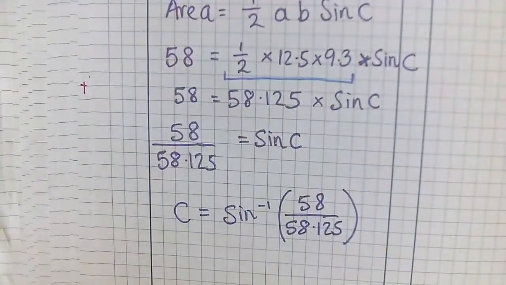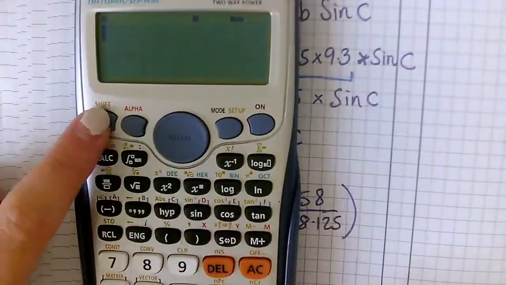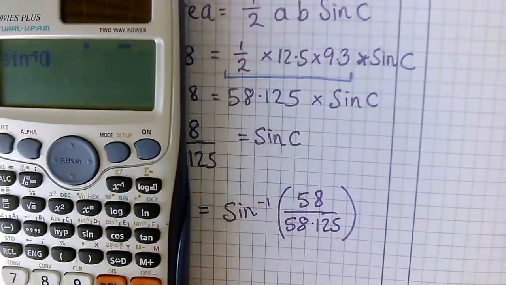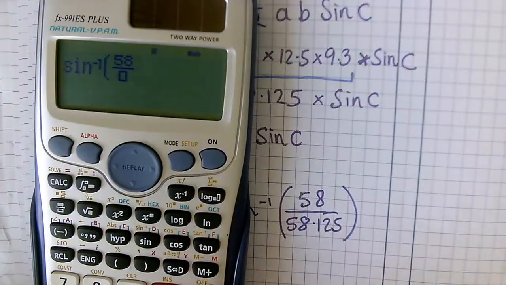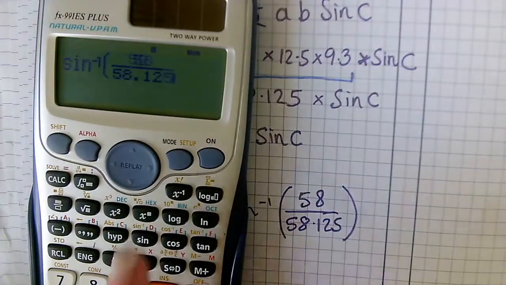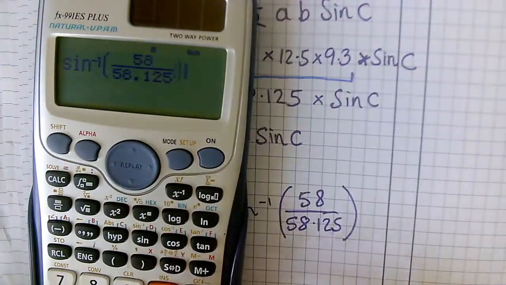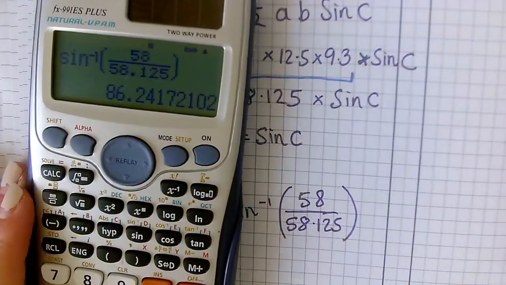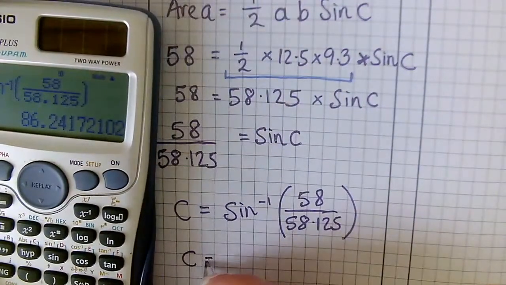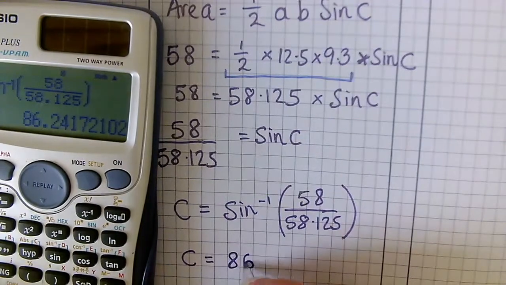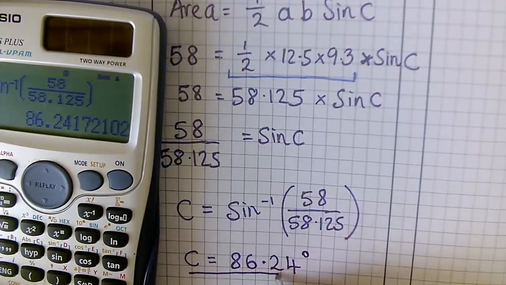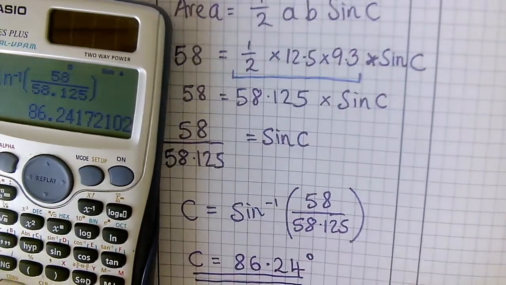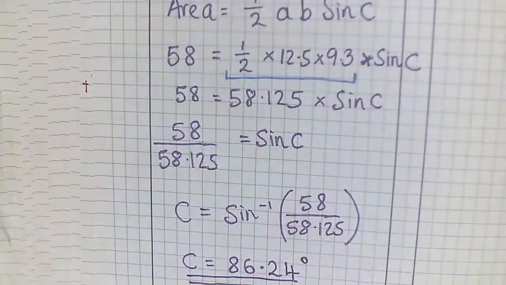So into your calculator, you need to type in shift sine, enter a fraction, 58 divided by 58.125, go to the right and close your bracket. So that tells you that the angle C is equal to 86.24 degrees to 2 decimal places.